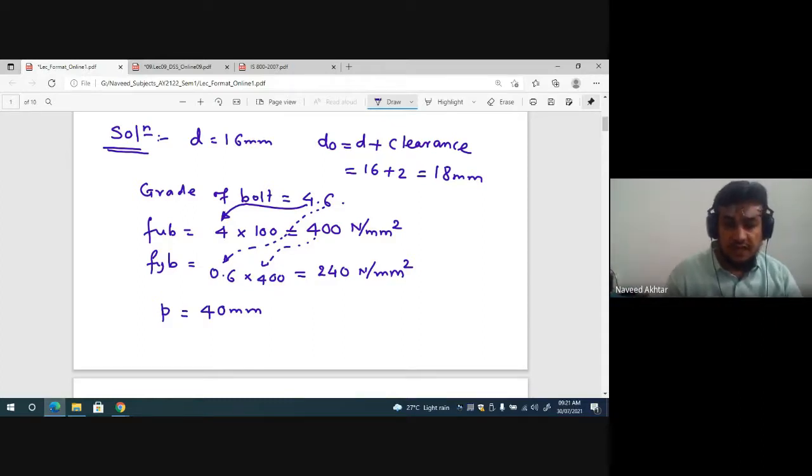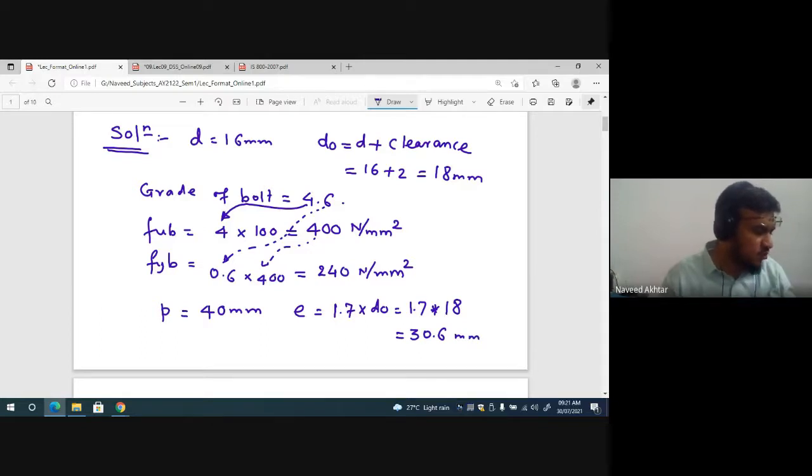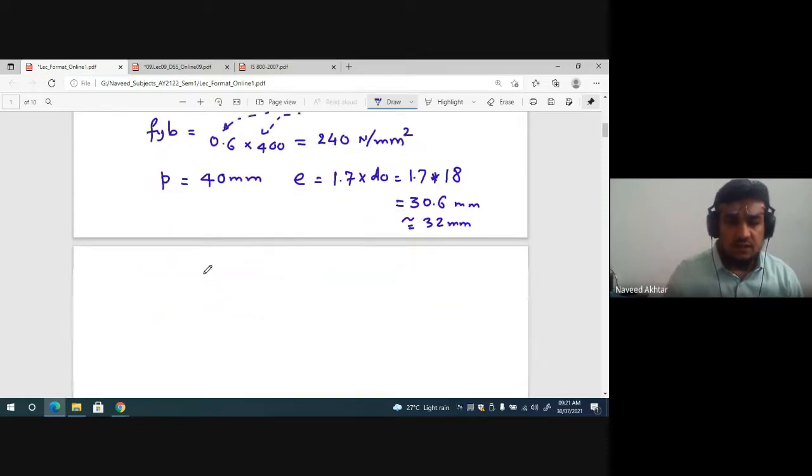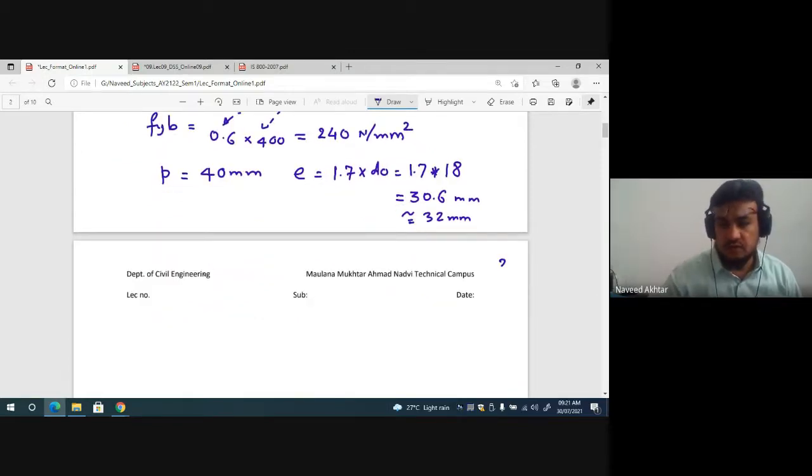So you can find the end distance: e is equal to 1.7 times D0. 1.7 times D0, which you already found is 18. 1.7 into 18 is 30.6 mm. You can round it or use it as it is, depending on you. If you want to round it, you can write 32 mm. It depends on you, the e value. Okay? So now this is your second page, chapter number 10.